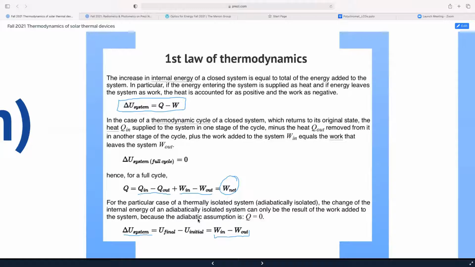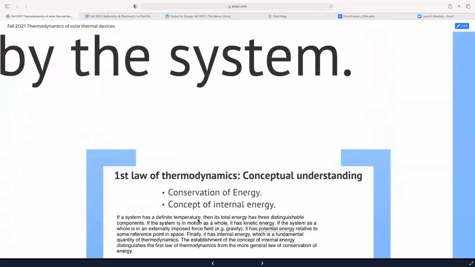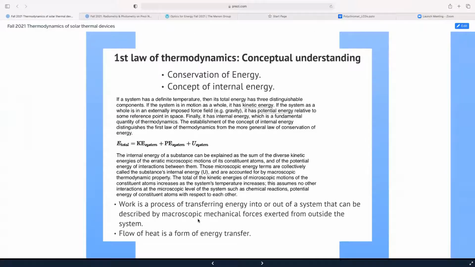This is a little bit abstract now, but if you think of a completely thermally isolated system, we'll talk about what adiabatically isolated means in a second. The change of internal energy of the system can only be the result of the work added to the system, because the adiabatic assumption is that there's no heat going in and out. We'll make it more concrete shortly. Now, conceptually, what does this mean? It is essentially conservation of energy, and then there's the new concept of internal energy.